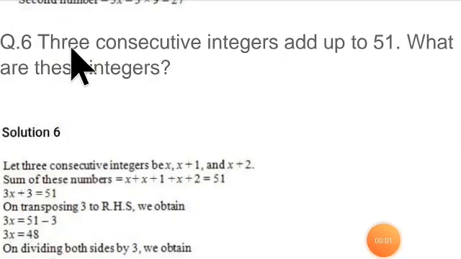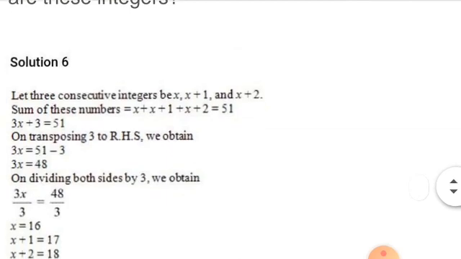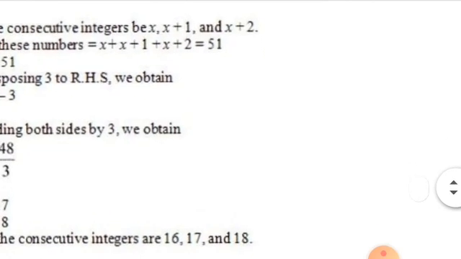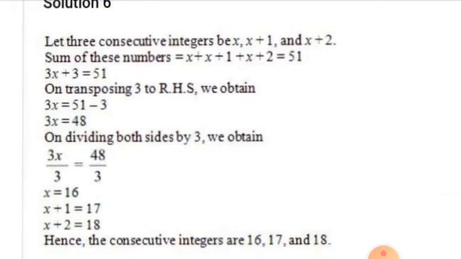Now let us see question number 6. Three consecutive integers add up to 51. What are these integers? Now let us see the solution. Here three consecutive integers are given. So we have to suppose, let three consecutive integers be x, x plus 1, x plus 2. The sum of these numbers is given equal to 51. So all these three we will add. x plus x plus 1 plus x plus 2 equal to 51.